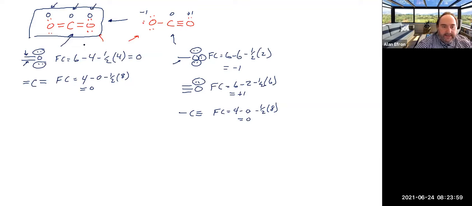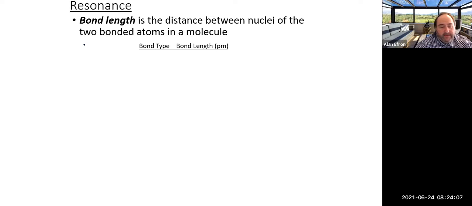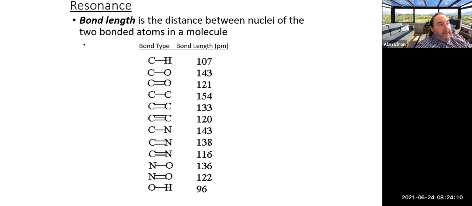Okay, then let us continue on here. We're going to talk about resonance structure. We talked a little bit about it, but before we officially talk about resonance structure, we're going to talk a little bit about bond length and bond strength and the relationship between those two things. This is a table of bond lengths for some different bonds, and obviously you don't have to memorize any of these numbers on this table.